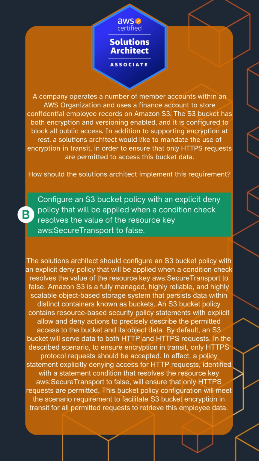By default, an S3 bucket will serve data to both HTTP and HTTPS requests. In the described scenario, to ensure encryption in transit, only HTTPS protocol requests should be accepted. In effect, a policy statement explicitly denying access for HTTP requests, identified with a statement condition that resolves the resource key AWS secure transport to false, will ensure that only HTTPS requests are permitted.